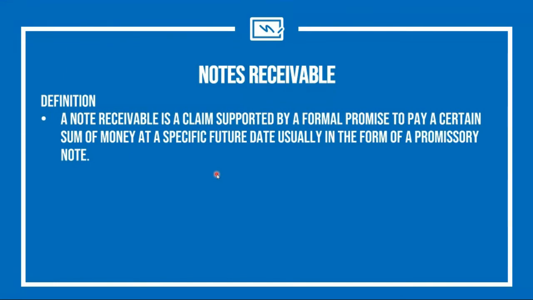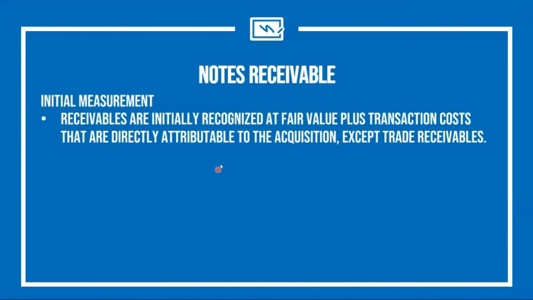Tapos, there will be a future payment, of course, and the future payment is established doon sa terms ng promissory note din natin. So for the initial measurement, of course, we're going to recognize yung value ng receivable based on the fair value plus the transaction costs that are directly attributable to the acquisition, except for trade receivables. Kapag trade receivables, ano ulit yung ginagamit? Iba, transaction price na siya. But all other receivables is going to be fair value plus transaction cost. Okay? So, yun ang ating consideration dyan.